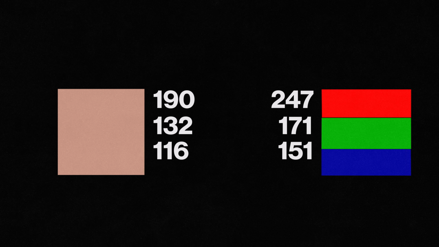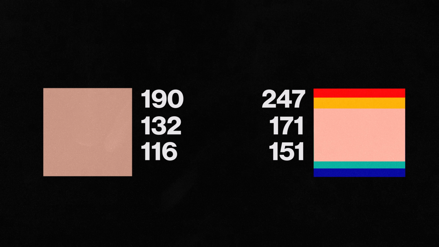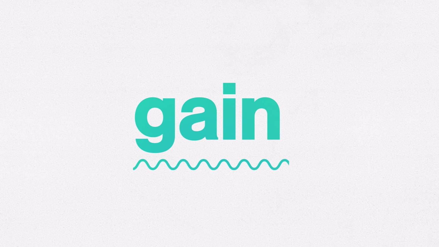Let's take this pixel right here. Its value is 190, 132, 116, combining together to create this fleshy pink. We can times each of those values by 1.3 and get 247, 171, 151, making the pixel the same color, just brighter. And congrats, we've just discovered the concept of gain.